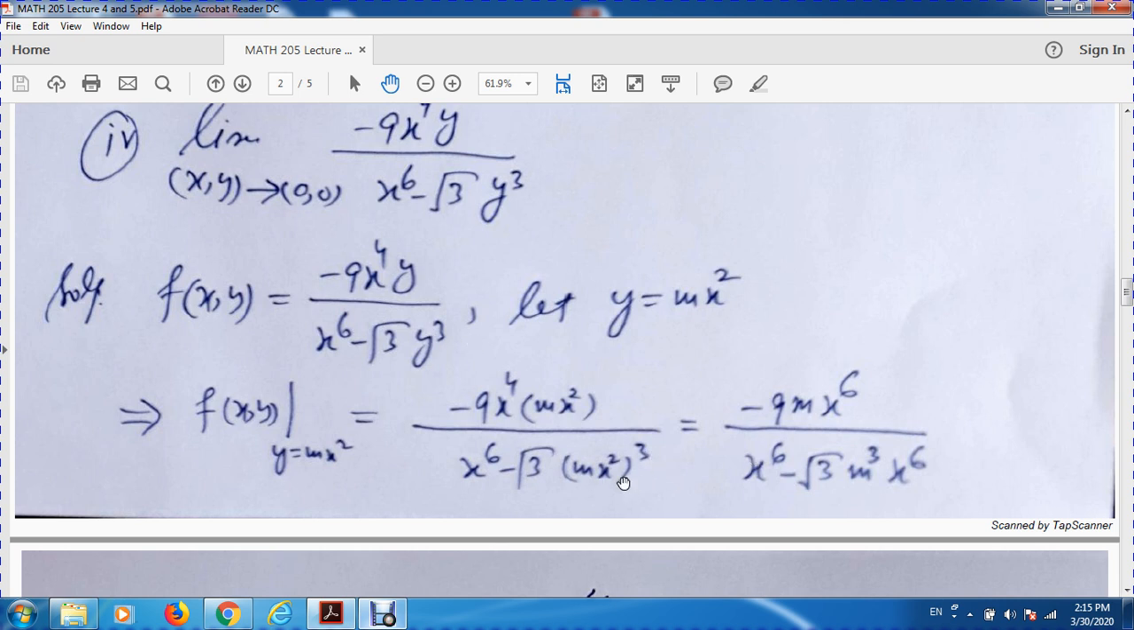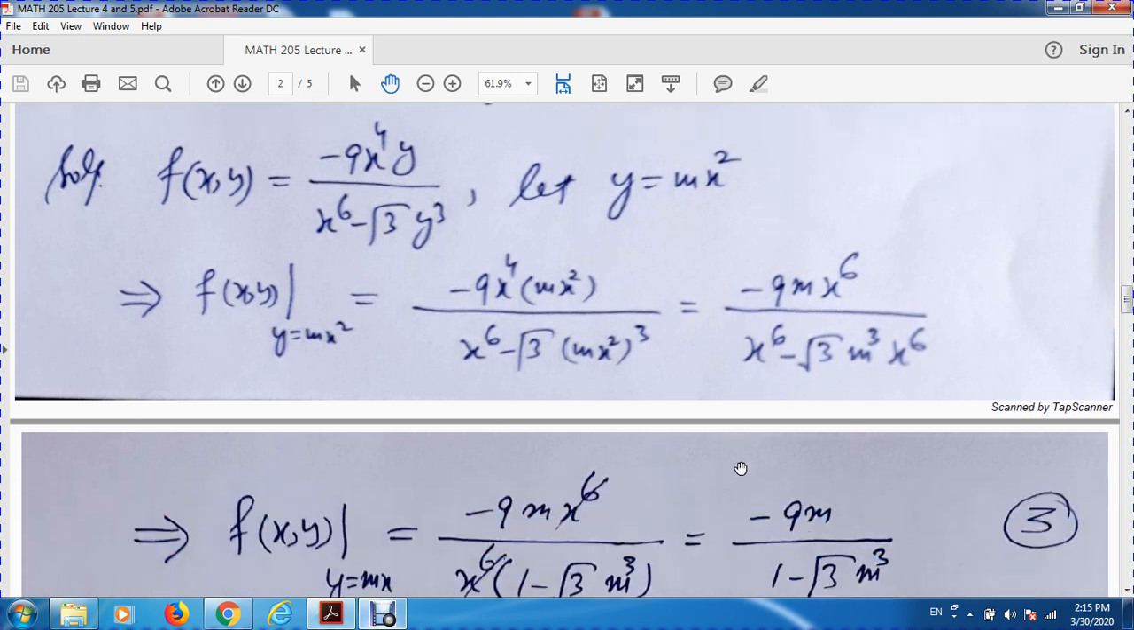Now if you simplify this, this will be x square, this will be x4, so this becomes x6. And then here if you take the cube, this will be m power 3, and x power 2 multiplied by 3 is x power 6. Now from here you can take x power 6 common.